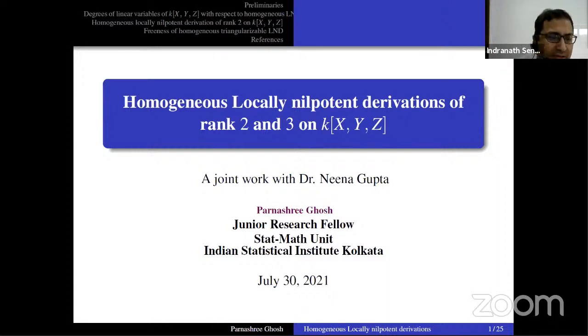In the meantime, I can introduce the next speaker for today's session, Parnasri Ghosh. As you can see, she is a graduate student at the Stat Math unit of ISI Kolkata, and she will be talking on homogeneous locally nilpotent derivations of rank 2 and 3 on k[x,y,z], I mean the polynomial ring k[x,y,z]. So you can get started, Parnasri.